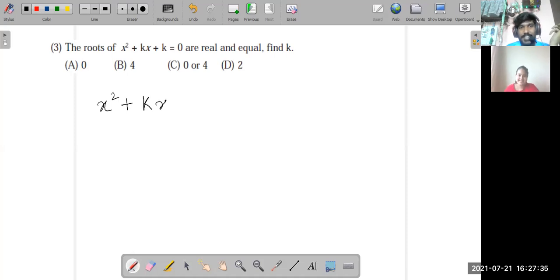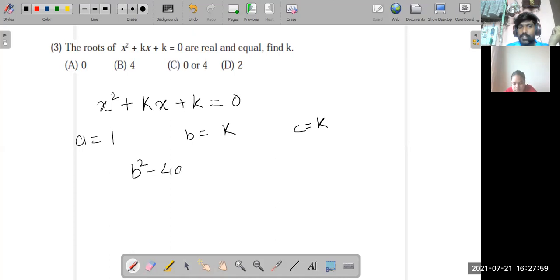x square plus kx plus k is equal to 0. So tell me a, b, and c. a is 1, b is k, c is k. a, b, and c can be the same like that. Now it is said that the roots are real and equal. Real and equal means b square minus 4ac is equal to 0.